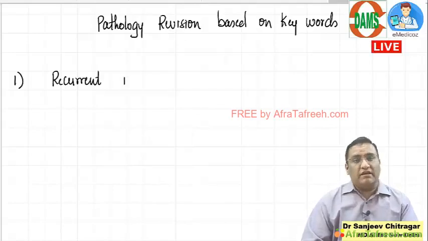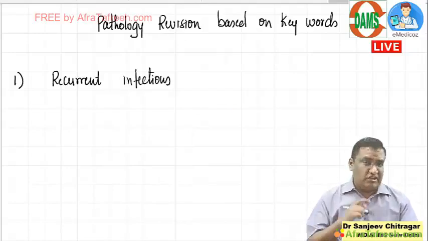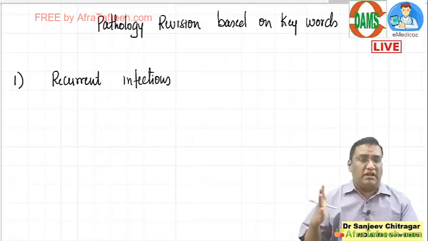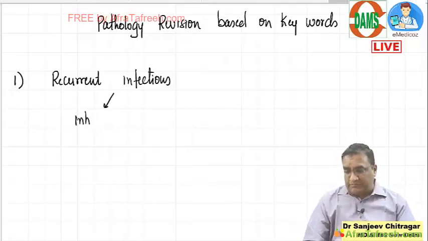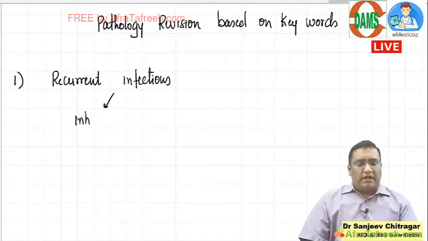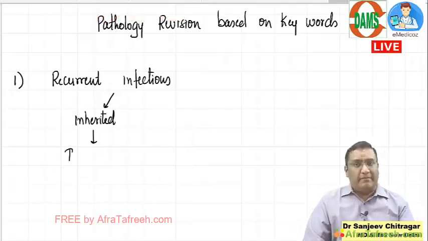Yes, recurrent infection. That is one of them. So recurrent infection, and especially this is a keyword that's going to come. Clinical vignettes are going to come from general pathology here, right? Yes. So, recurrent infection could be two possibilities, inherited or maybe acquired as well.